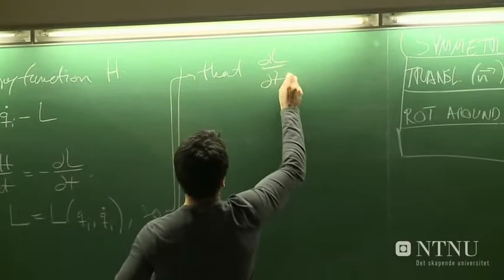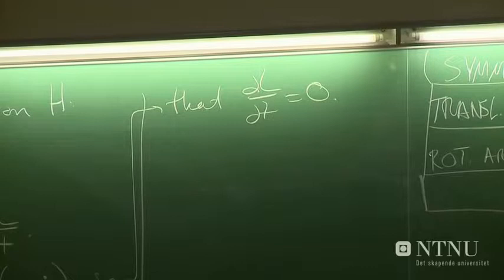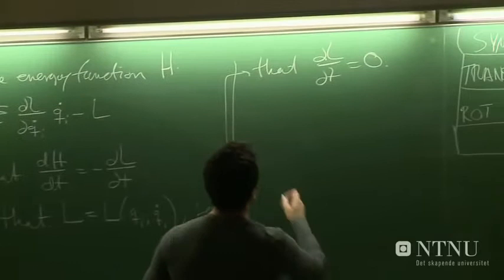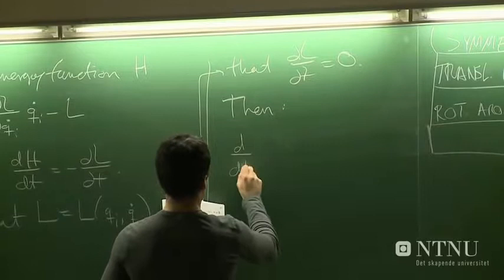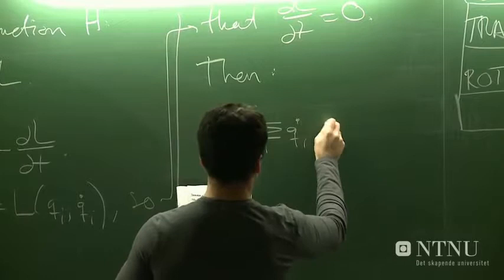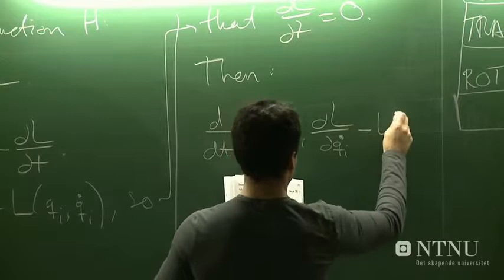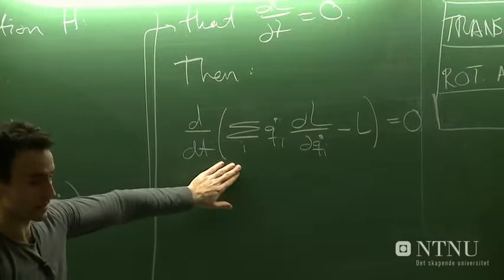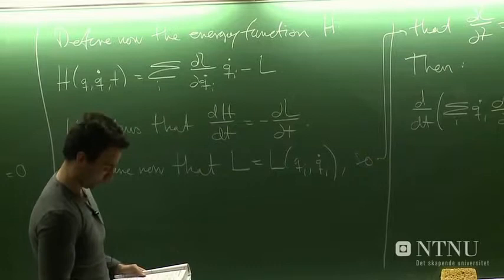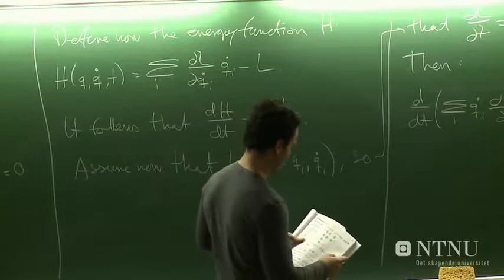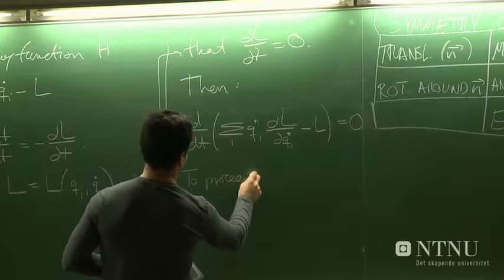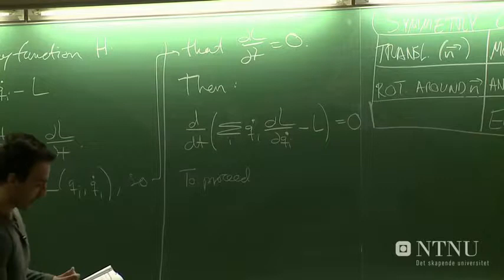So we assume that there's no time dependence in Lagrangian. Its partial derivative with respect to time is zero. And if that is the case, then this quantity has to be zero based on this relation. In order to proceed, we're going to make use of something which is known as Euler's theorem.